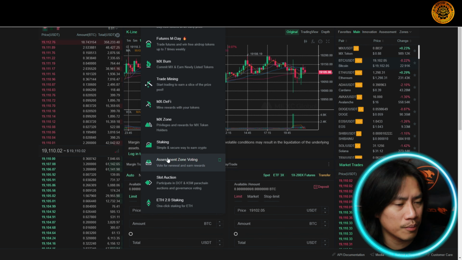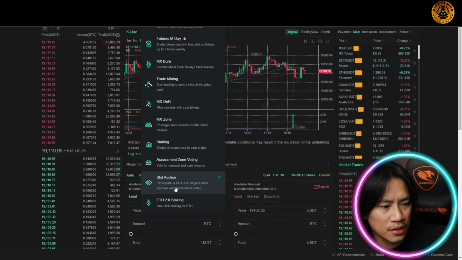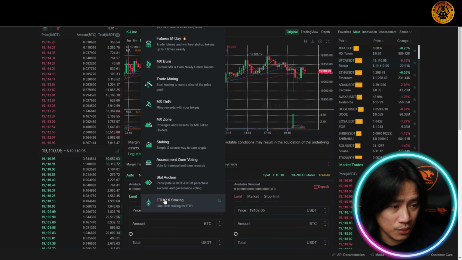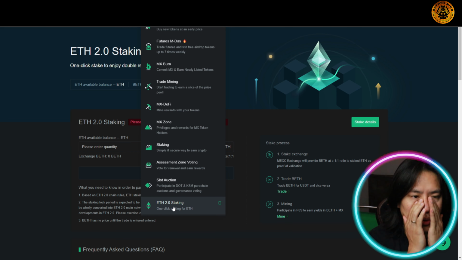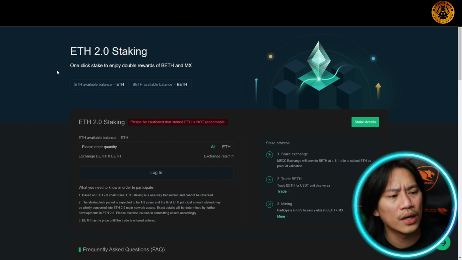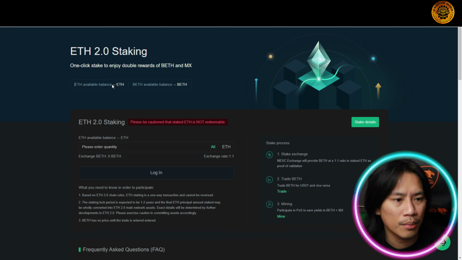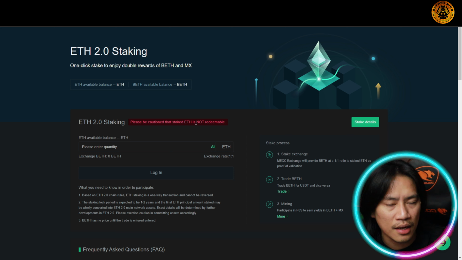Let's go ahead and check out the others. Back here, you have assessment zone, voting, you have slot auction. Participate in DOT and KSM parachain auctions and governance voting. You have ETH 2.0 staking. So let's go ahead and click on that one. ETH 2.0 staking, one-click stake to enjoy double rewards of BETH and MX. So ETH available balance, you have BETH available balance. Please be cautioned that staked ETH is not redeemable.